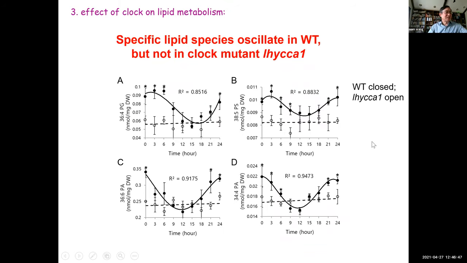Another aspect, of course, is what this will impact in lipid production. We found that some of those lipid species actually oscillate in the wild type. Showing here the specific PG and specific PA species, not all the PA species undergo the oscillation. But if you knock out LHY-CCA1, which is the open cycle, this oscillation is diminished, almost nonexistent.